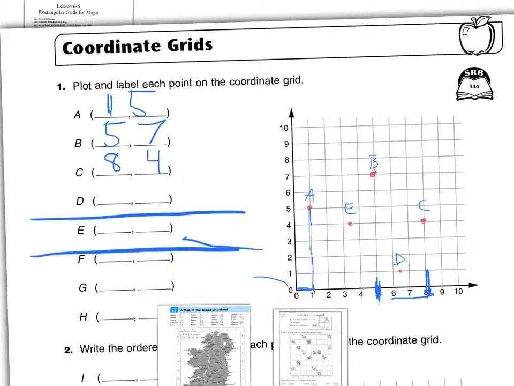Then it gets a little bit trickier with the D. I go over to 6, but it's in between 6 and 7. So that would be 6.5. Nothing wrong with having halves. Don't worry about that. And then we go up 1 because we're on the row of 1 there. 6.5 and 1.